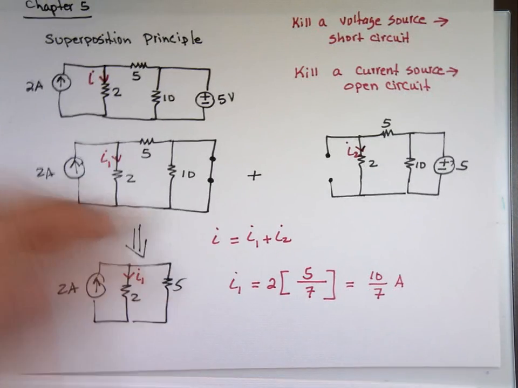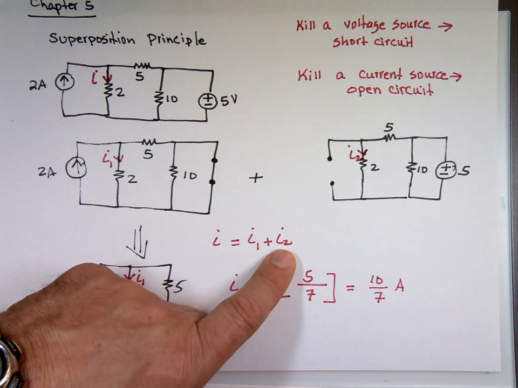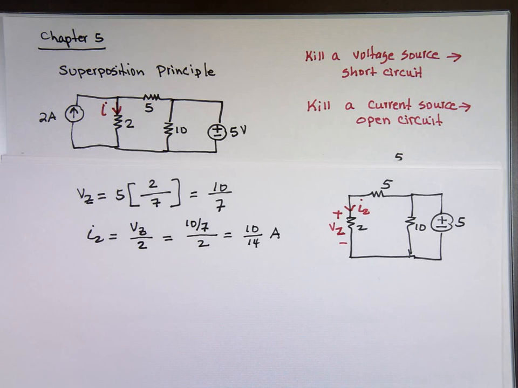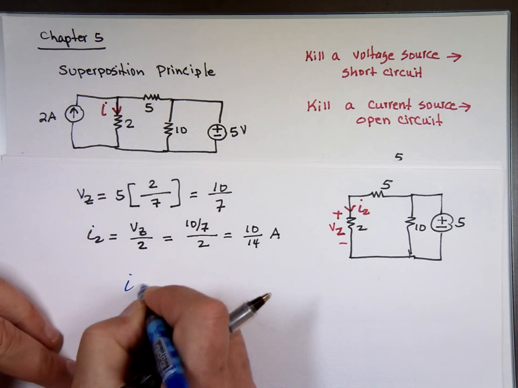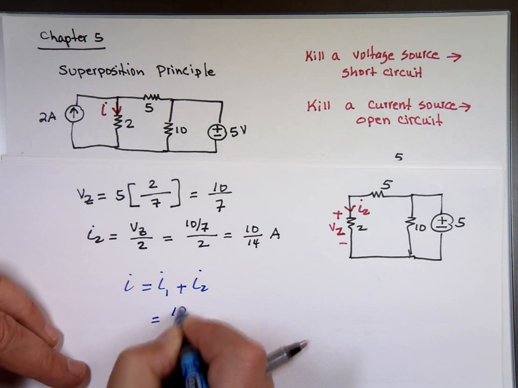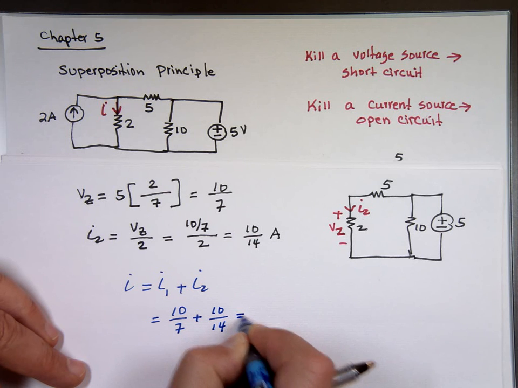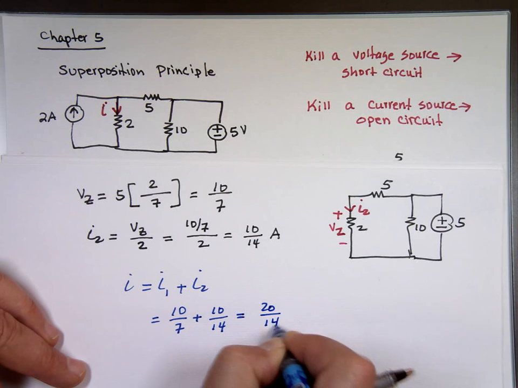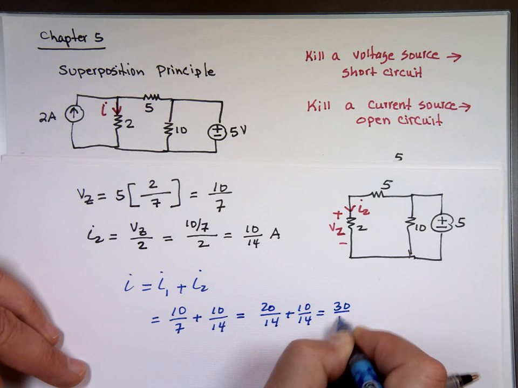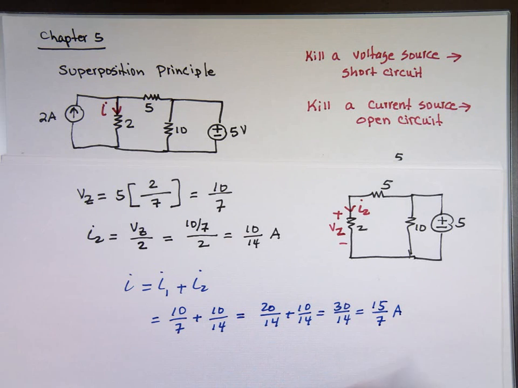And we said if you want to find I here, you find it through source 1, find it through source 2, and add them. That's what I is. So now my I, the one I'm looking for, is I sub 1 plus I sub 2: 10 over 7 plus 10 over 14, that'll be 20 over 14, plus 10 over 14, which is 30 over 14, which is 15 over 7 amps. 2 1/7.